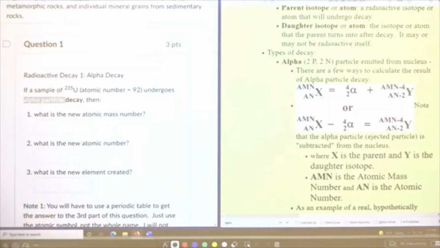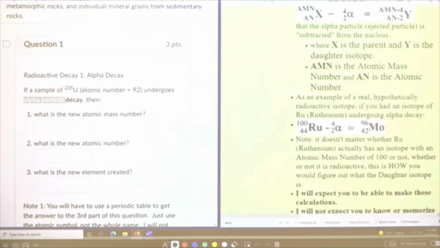So what happens, and probably the easiest way to figure this out, is that we take an isotope and subtract from it an alpha particle with an atomic mass number of 4 and an atomic number of 2. That means the atomic mass number drops by 4, and the atomic number, the number of protons, drops by 2. And so we would calculate it by taking the atomic mass number minus 4 and the atomic number minus 2.